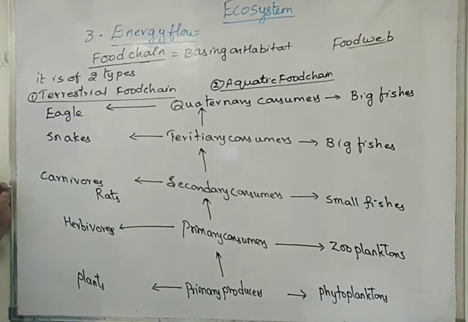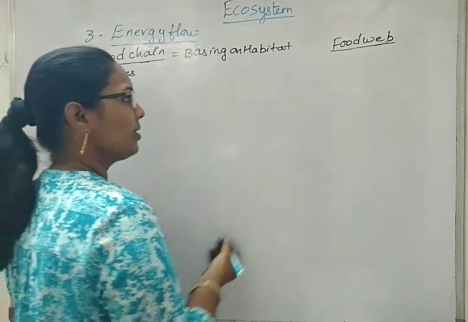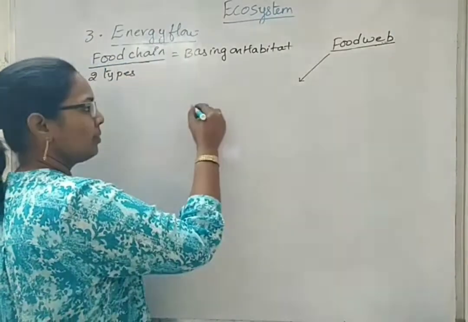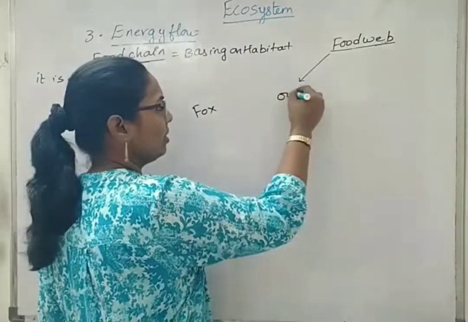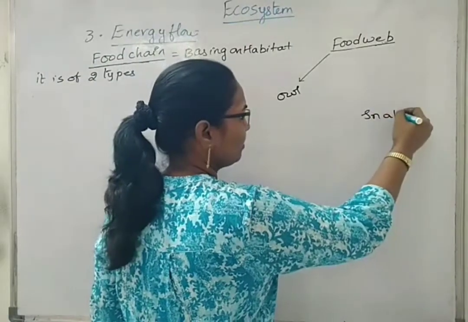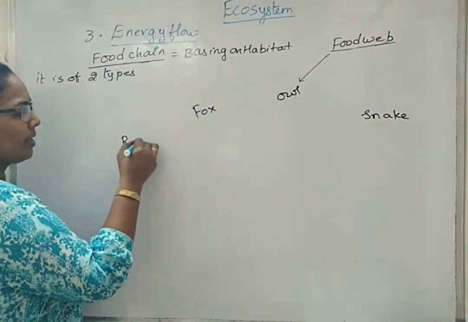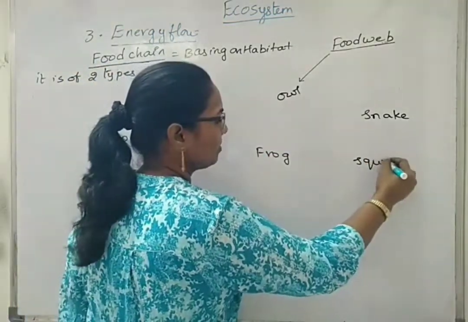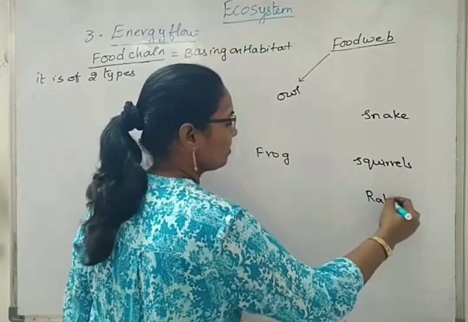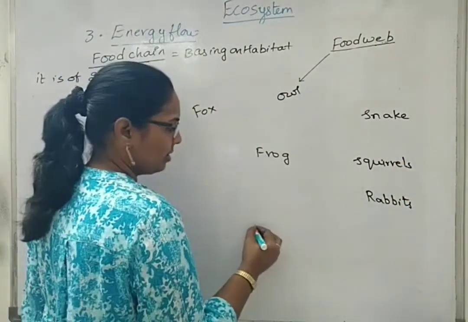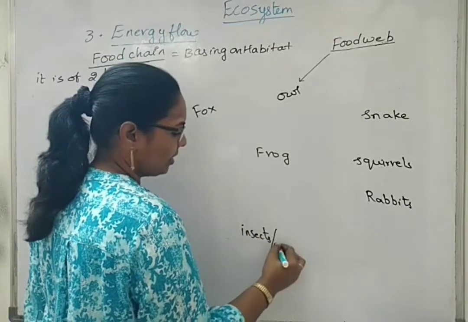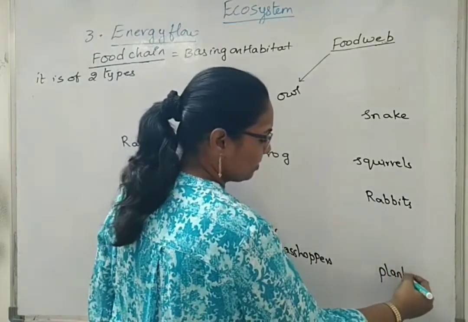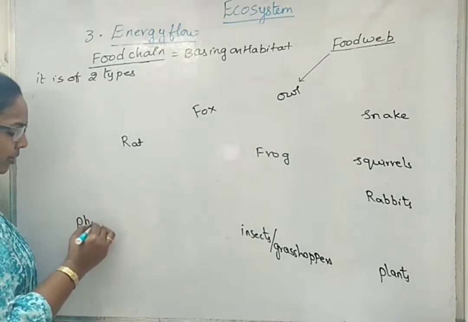Then how is the food web going to look? In the case of a food web, we will take a few organisms and write their names here. Suppose we take fox, owl, snake, next rat, frog, squirrels, rabbits, next insects or grasshoppers, plants, and also phytoplanktons.